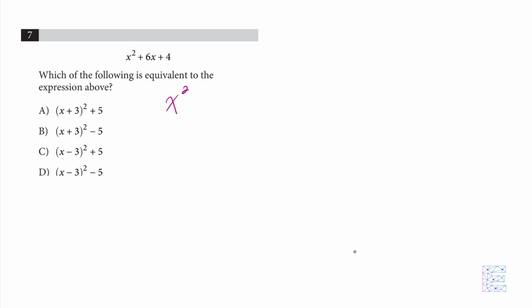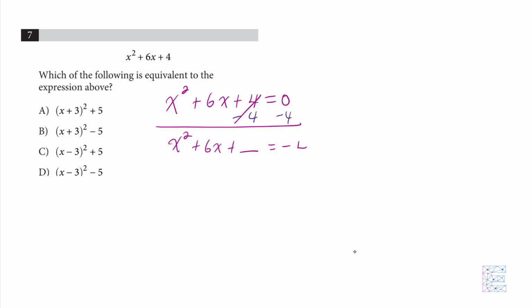To do that, you may recall that we have to use the completing the square method, and it works as follows. The first step is to subtract 4, basically move the constant to the right side. That leaves us with x squared plus 6x plus blank. We always leave blank spaces, and if you leave a blank on the left, you also leave a blank on the right side.